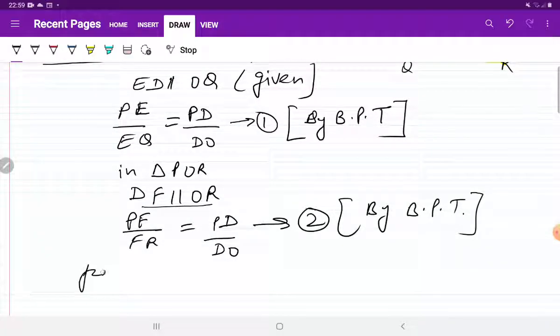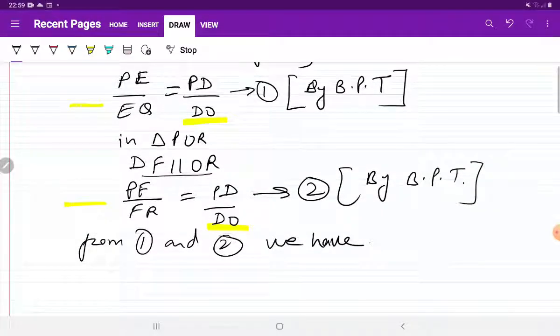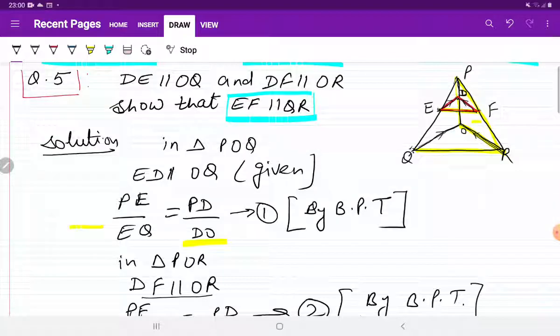Now from equation 1 and equation 2, let's see what we get. The right side of my first equation, PD upon DQ, is equal to the right side of my second equation, PD upon DQ. So the right sides are the same for both equations, then the left sides will be equal. So PE upon EQ will be equal to PF upon FR. Come to your diagram: PE upon EQ is equal to PF upon FR.